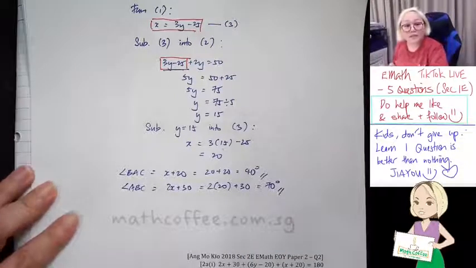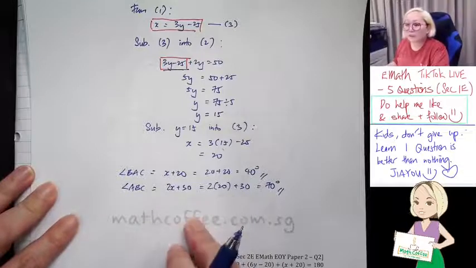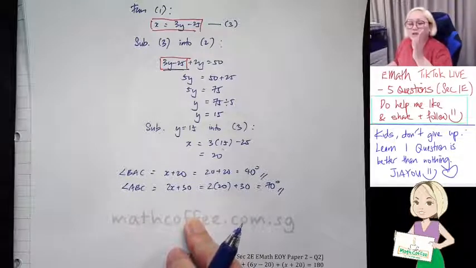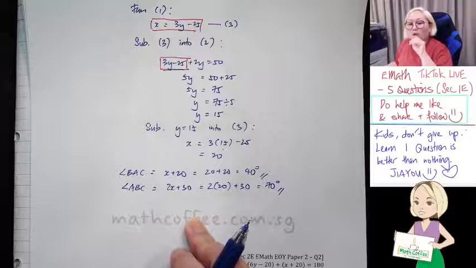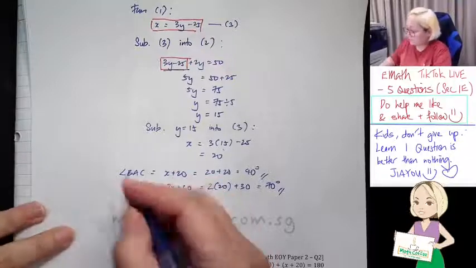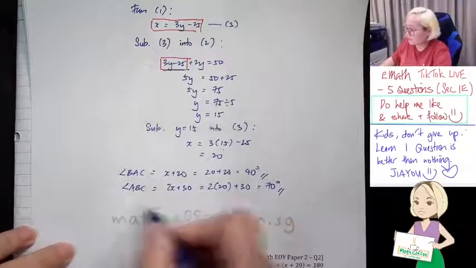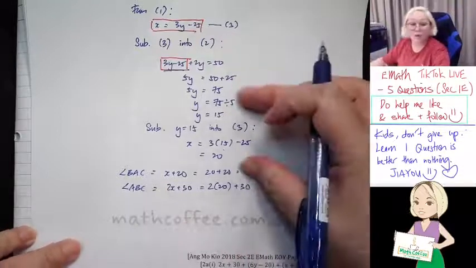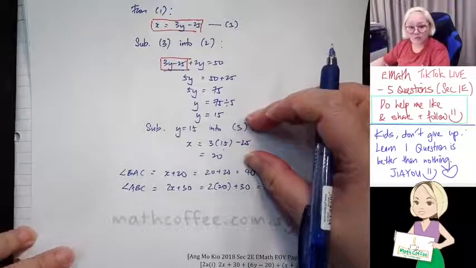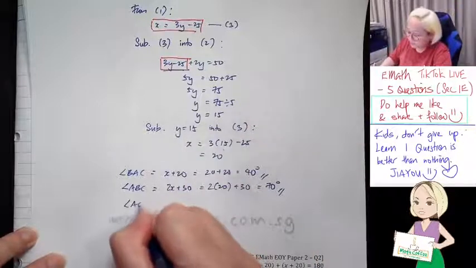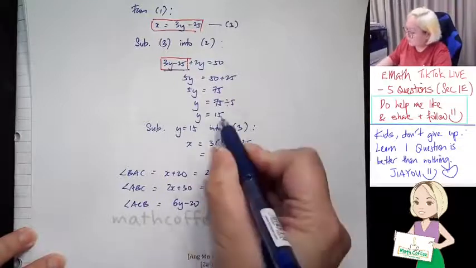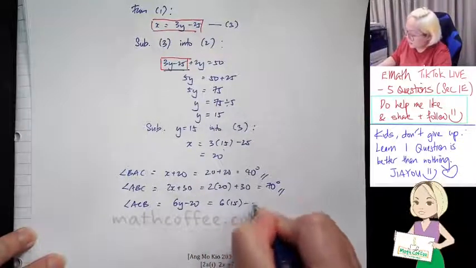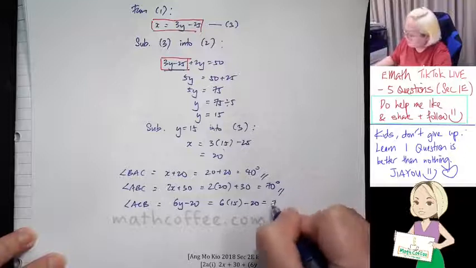Okay, kids. Some students say the third one is an isosceles triangle, so they straight away say it's 70 degrees. But just to play safe, to make sure that your x and y is correct, the best way is to sub in as well. So if you also get 70 for the third angle, that means your x and y is 100% correct. So the next one is angle ACB is equal to 6y minus 20. So y is 15, so it's 6y minus 20, and that will give me 70 degrees. Done.